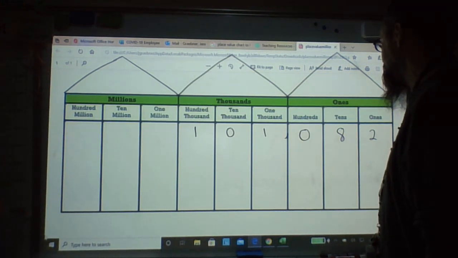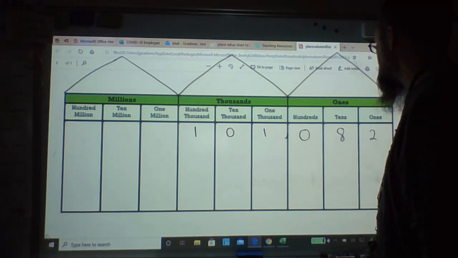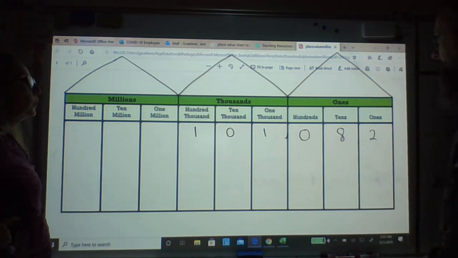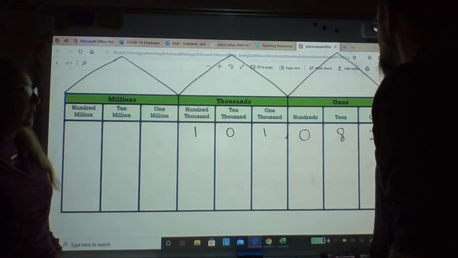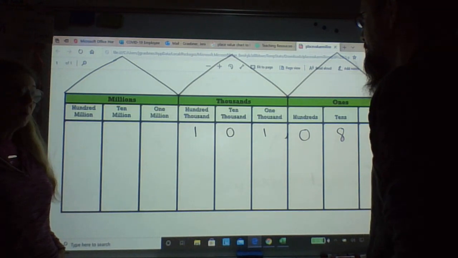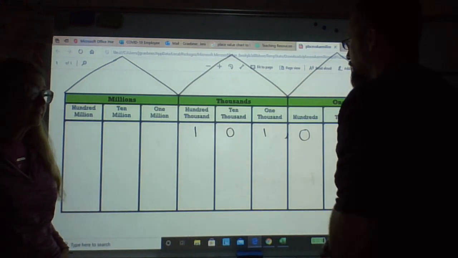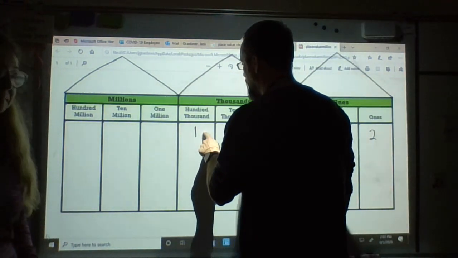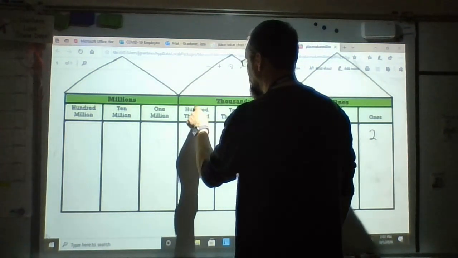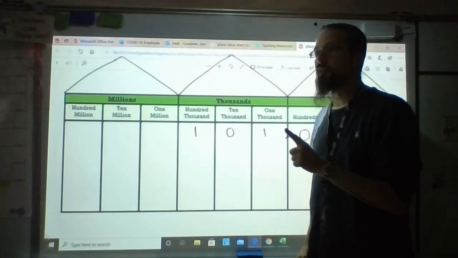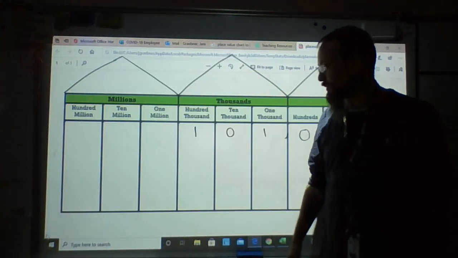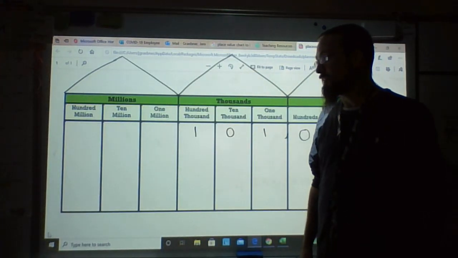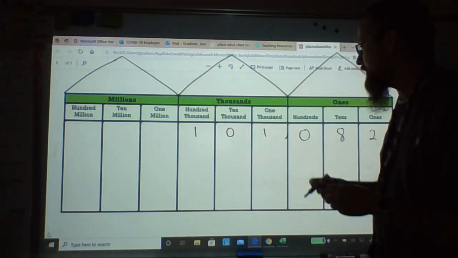Yes. Okay, now if you look at that number, Mr. Slider, can you tell me what the value is of the first 1? It's a 1 in the 100,000s, so 100,000. That would be a value of 100,000. Perfect. Okay, that was tricky. It is. It can be a little tricky, yeah, especially when you have zeros.